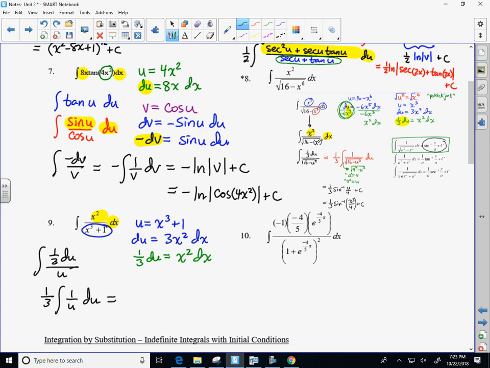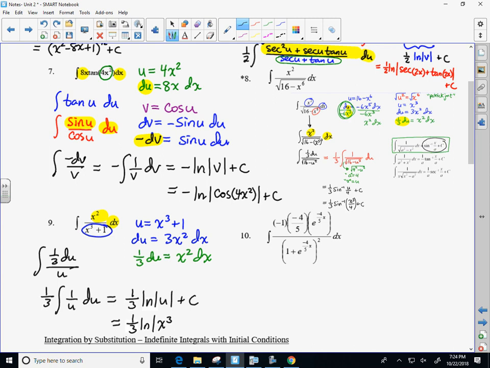And before this class, if you didn't know what the antiderivative was of 1 over u, hopefully at the end of this class you do. So 1/3 times the natural log of the absolute value of u plus c, where the u is equal to x cubed plus 1.